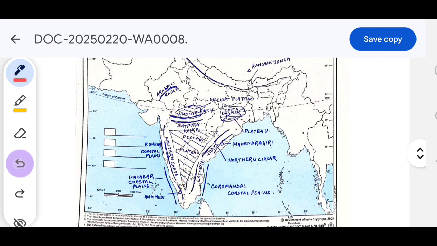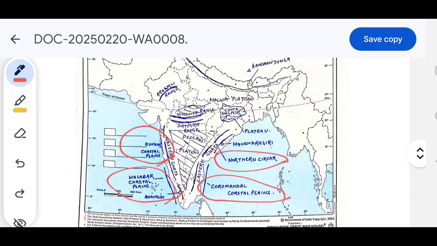Then we have certain coastal plains, which are fertile plains in the coastal regions. You can see the first one in the Western Ghat area is Konkan. The second one is Malabar. The third one is in the Eastern Ghat, that is Northern Circars. The fourth one is Coromandel. Like this you should remember all the coastal plains.